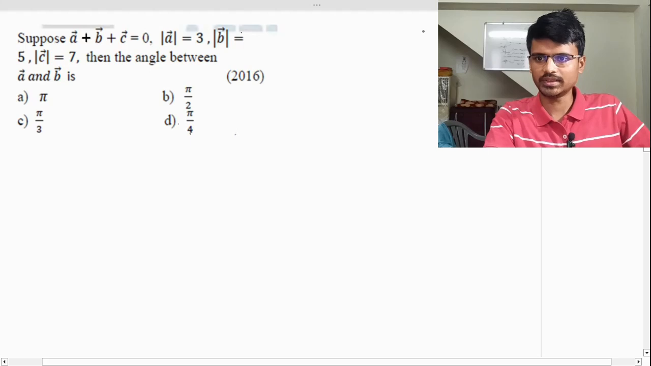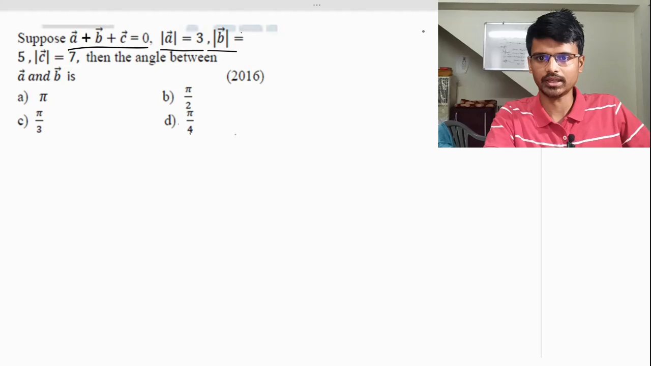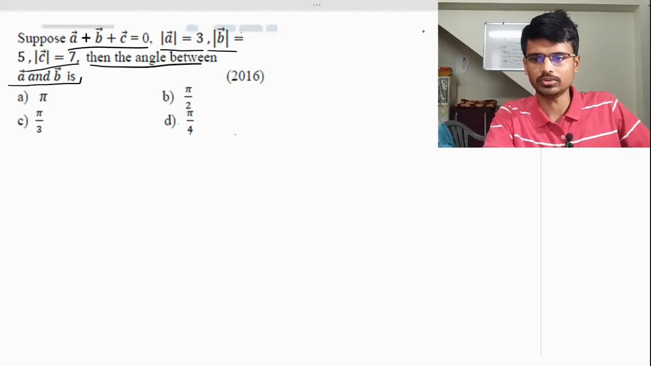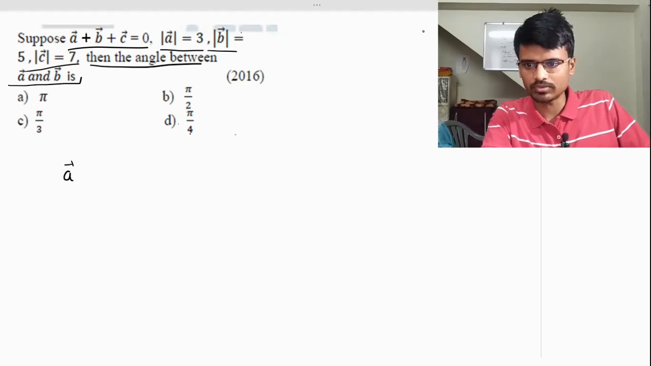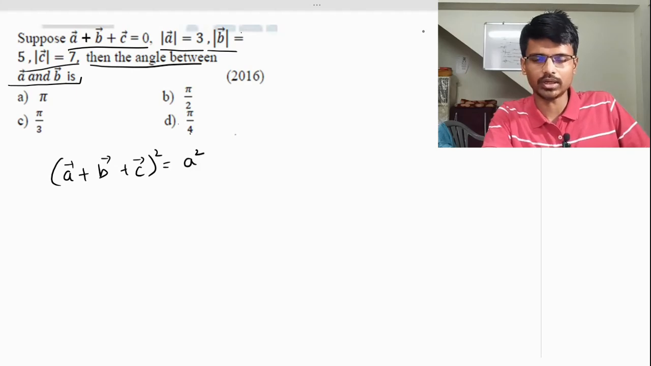So here we are given this expression a plus b plus c is equal to 0. The magnitudes of vectors a, b and c are given. Then the angle between a and b is asked. Again, we'll be using the squaring technique that we used previously. Let me just write that down. So we have 3 variables here. I'll take a square. I'm just writing it as a, I'm denoting the magnitude with a. Okay, I am ignoring the modulus. So this is how you expand your expression.